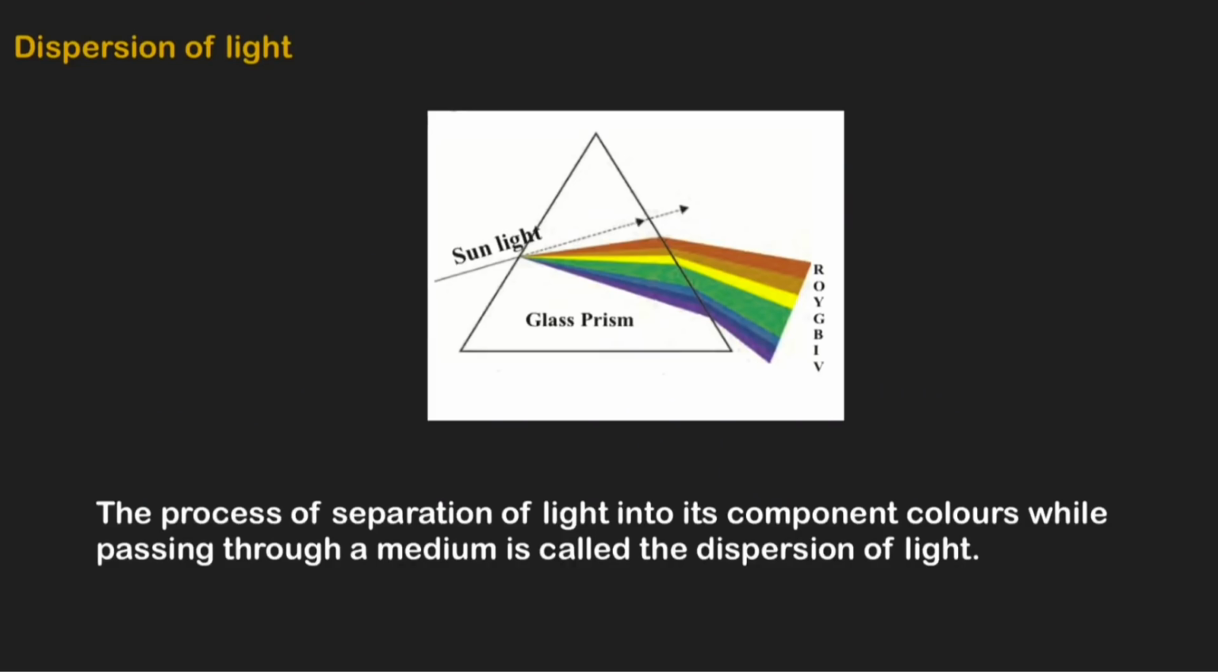Now the next point is the dispersion of light. Sir Isaac Newton was the first person to use the glass prism to obtain the spectrum. The process of separation of light into its component colors while passing through a medium is called the dispersion of light. When white light is incident on the prism, we get 7 constituent colors, or the spectrum of 7 colors.